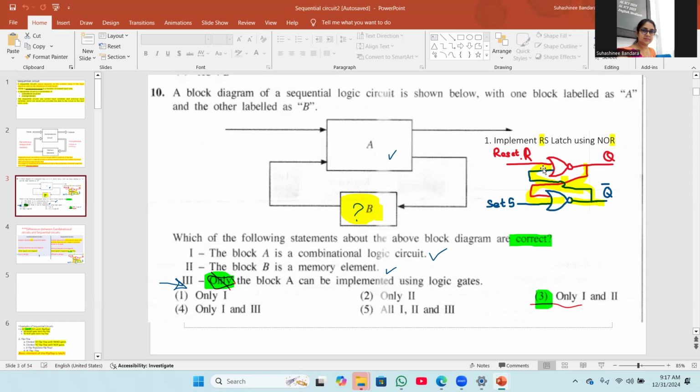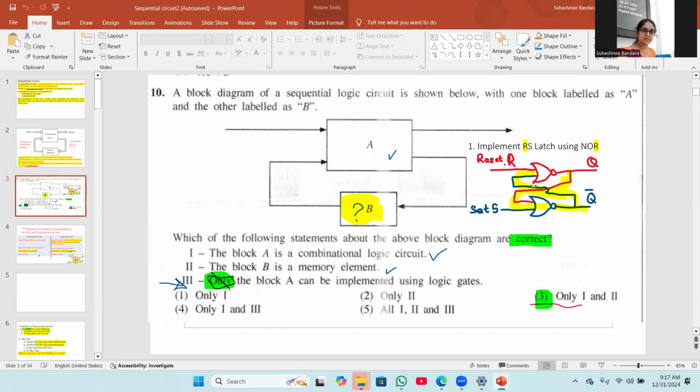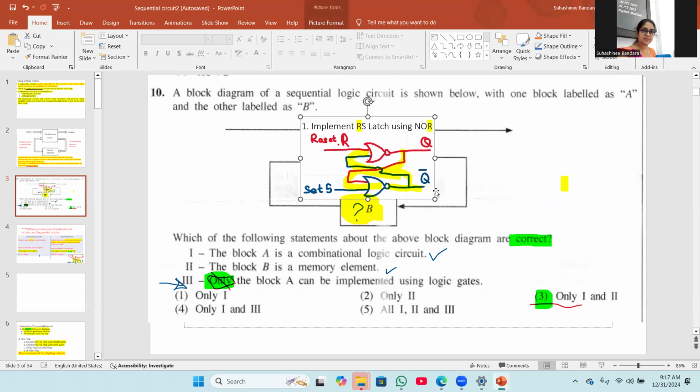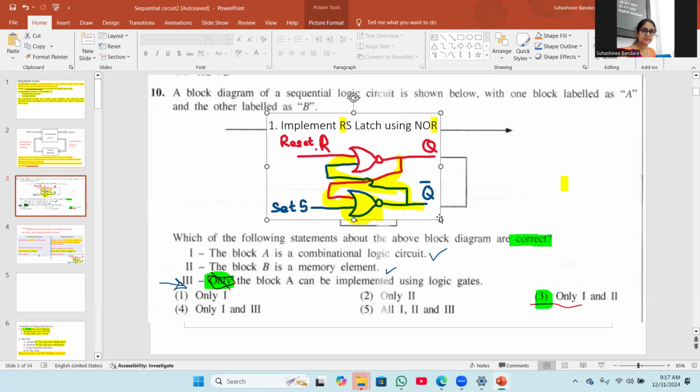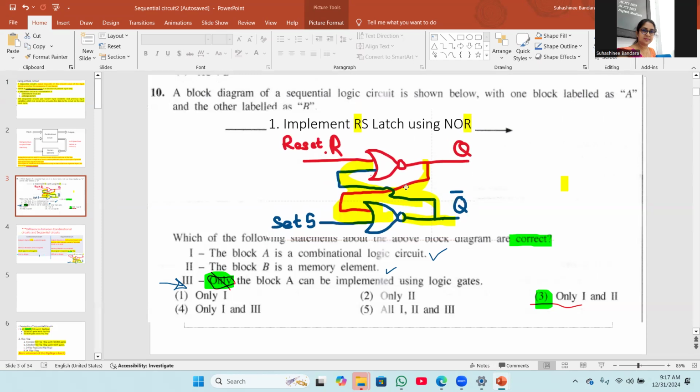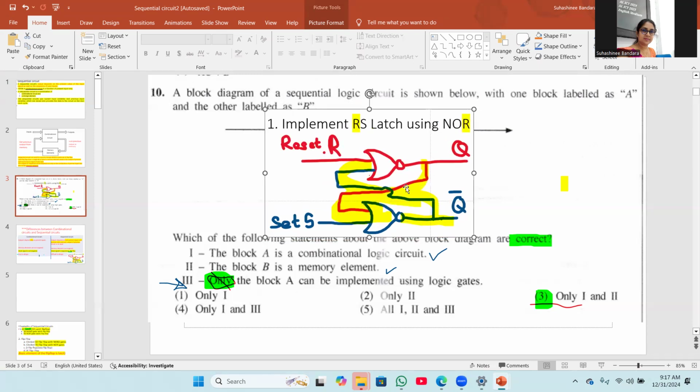That means this entire thing is the flip-flop. So here the keyword "only" is wrong. Therefore take the answer as 1 and 2. We'll draw this circuit. So this circuit is equal to this one. Instead of this, we can replace it. This is the combination of the combination circuit and the memory element.